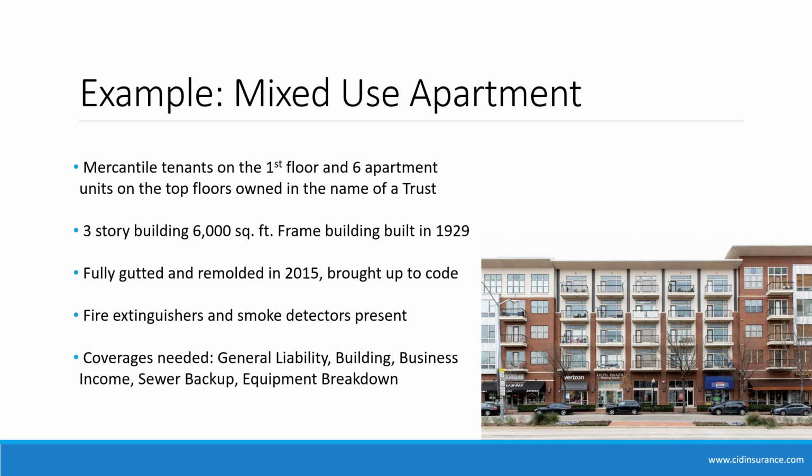And again, for this one, they're looking for building coverage, business income, sewer backup, equipment breakdown. And if you're looking for particular coverages, they need to be listed out on the submission, preferably on the Accord forms. Some people will put them in the email, which is fine. I can make sure they get added on.